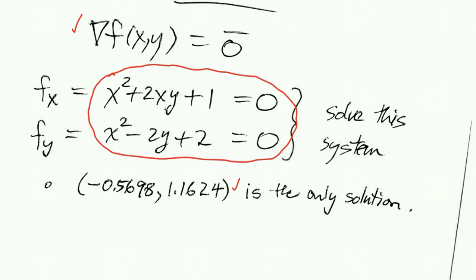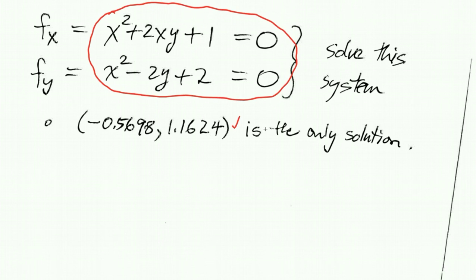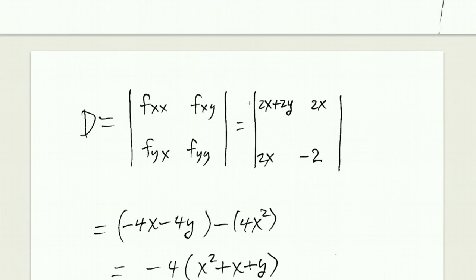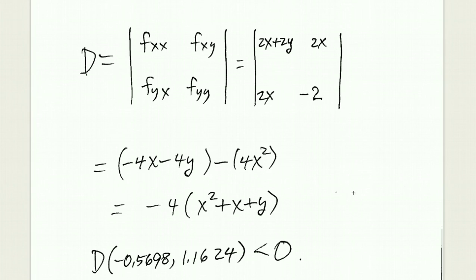But the next step would be to take each of these derivatives and differentiate them. And we end up getting what? The second partial with respect to x, 2x + 2y. f_xy is 2x. f_yx is also 2x. f_yy just ends up being −2. You can see that there. Now compute that determinant and you get the following: −4 times (x² + x + y) ultimately. There I've written it in a nice form.